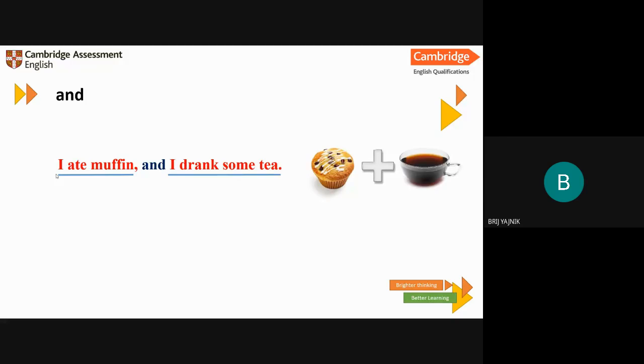Now comes the idea. The rule is, when on both the sides there are complete sentences, complete ideas, before a conjunction, you need a comma. I will repeat again. And while I'm repeating, your eyes should be on the screen. When you have two complete ideas, number one, I ate muffin, and number two, I drank some tea. Complete ideas. You always have a comma before a conjunction.